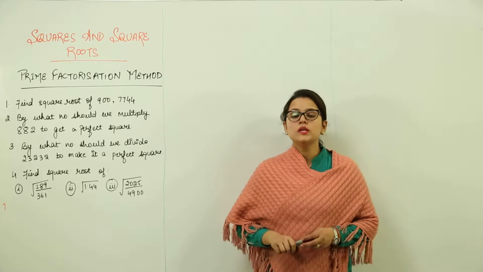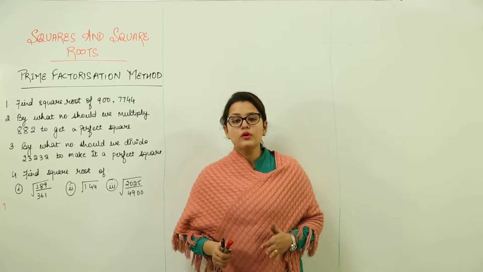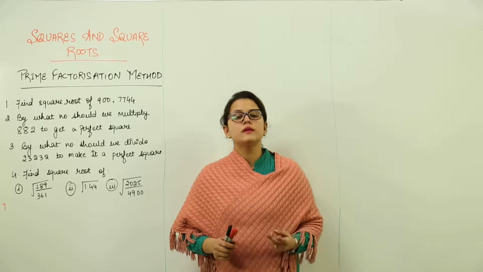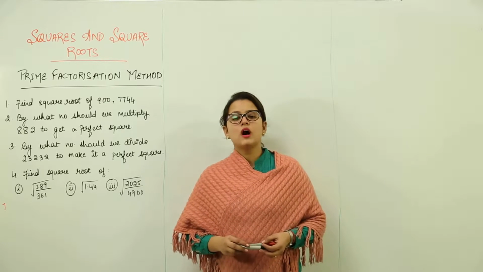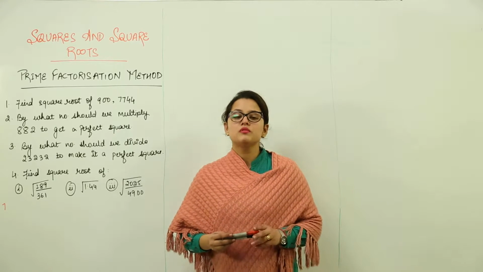Now we will be doing how to find the square roots of the numbers given to us. We already know squares, how to find the squares. We multiply that number 2 times and we get the square. But how to find the square roots? So there are basically two methods by which you can find the square roots.